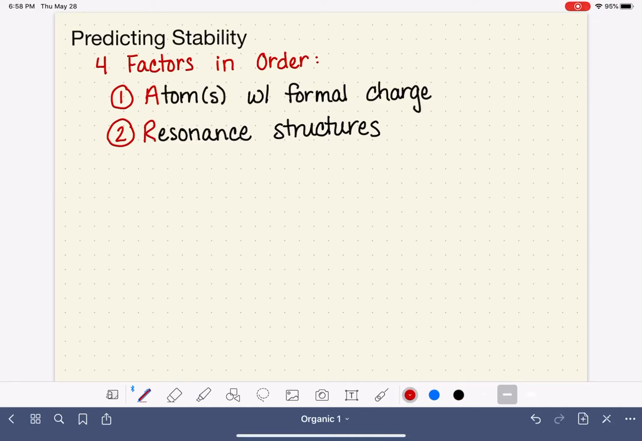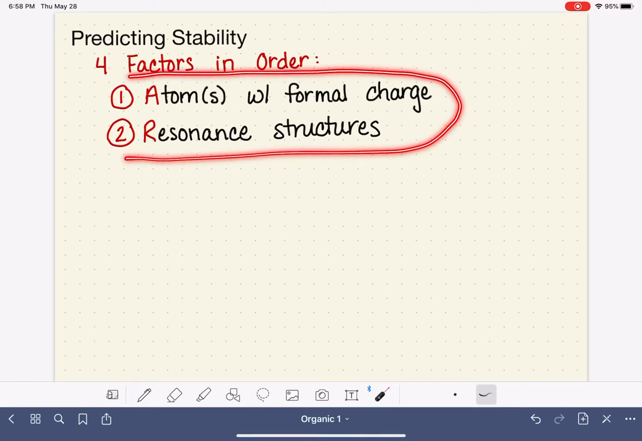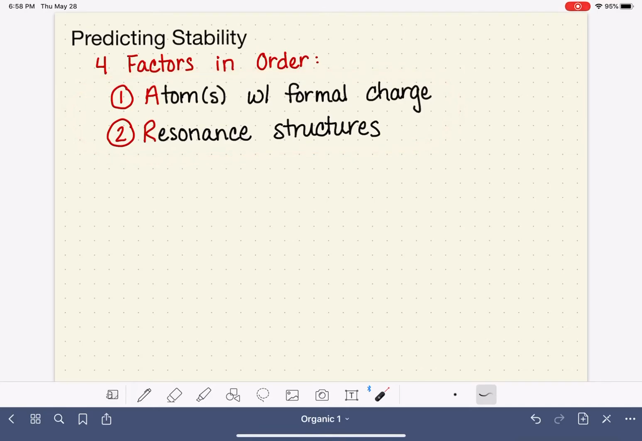And for pretty much everything, I would say 99.5% of the molecules that we work with, those 2 factors are going to be enough for us to determine stability. But if for whatever reason we cannot determine stability with the first 2 factors, then we move on to factor number 3, which is induction.